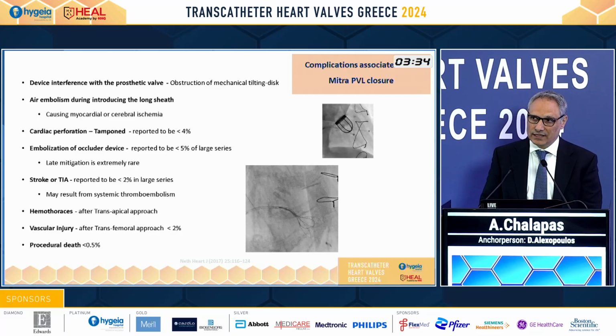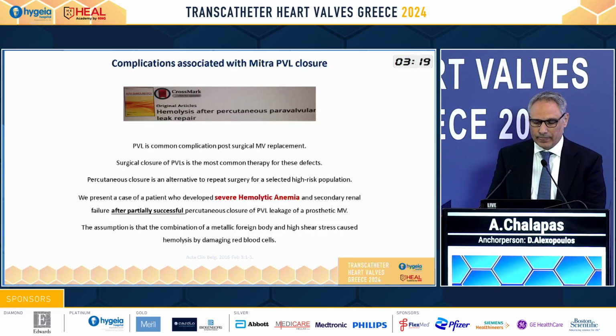Regarding the complications, we always have to be aware of the interference of the device with a prosthetic valve, which can lead to sudden hemodynamic deterioration, and of course the embolization of the occluder device, which more often occurs early during the procedure. However, late embolization can extremely rarely occur.